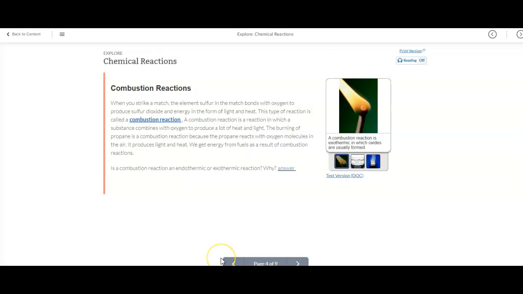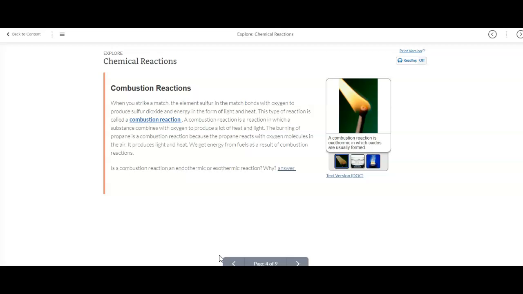All right, so combustion reactions. When you strike a match, the element sulfur in the match bonds with oxygen to produce sulfur dioxide and energy in the form of light and heat. This type of reaction is called a combustion reaction. A combustion reaction is a reaction in which a substance combines with oxygen to produce a lot of heat and light. The burning of propane is a combustion reaction because the propane reacts with the oxygen molecules in the air. It produces light and heat.